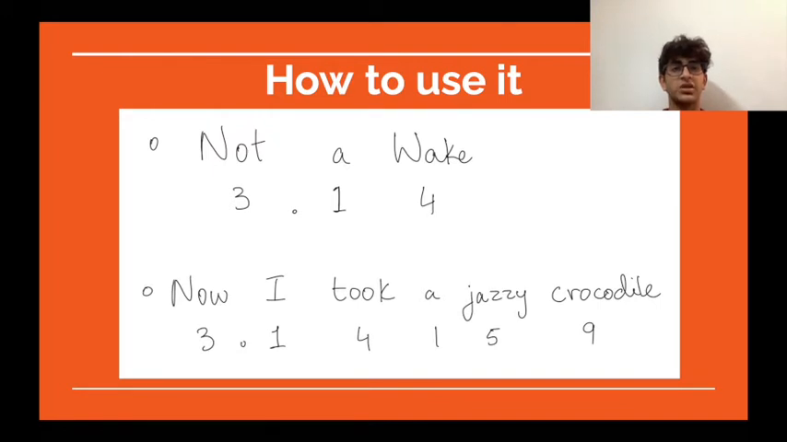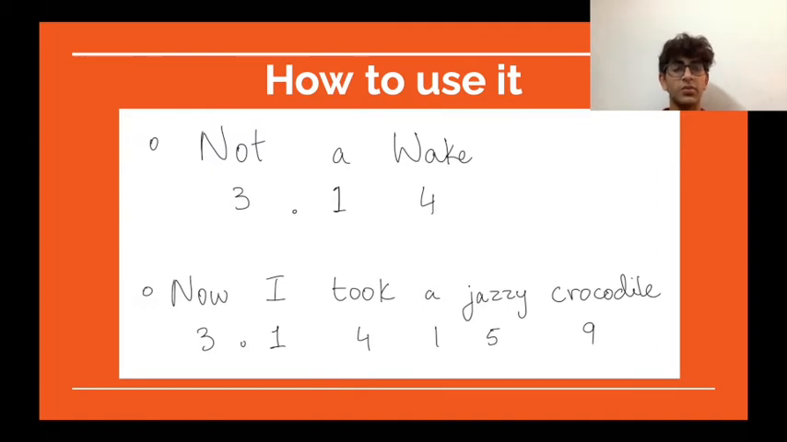Pylish is used with pi. Whatever the pi value is, we use the same thing to form a sentence. For example, 3.14159. You make a sentence which follows the same order. For example, the first word has 3 letters. So, "Nav, I took a jazzy crocodile." Nav is a 3-letter word, I is a 1-letter word, took is a 4-letter word, a is a 1-letter word, jazzy is a 5-letter word, and crocodile is a 9-letter word.